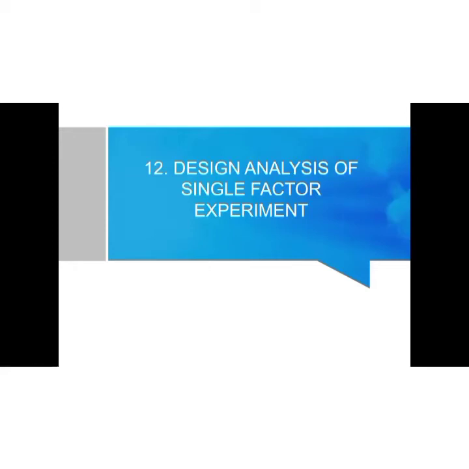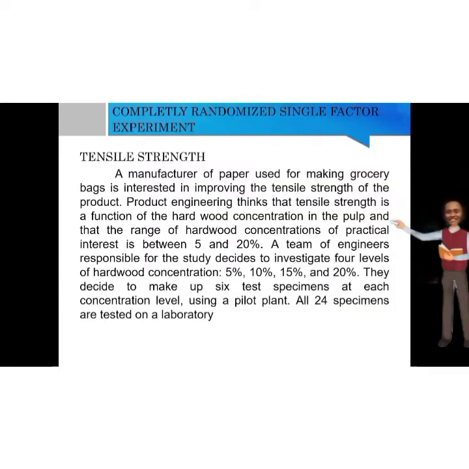Here's the topic in engineering data analysis: design and analysis of single factor experiment. Completely randomized single factor experiment. The tensile strength. A manufacturer of paper used for making grocery bags is interested in improving the tensile strength of the product. Product engineering thinks that tensile strength is a function of hardwood concentration in the pulp, and that the range of hardwood concentration of practical interest is between 5 and 20%.